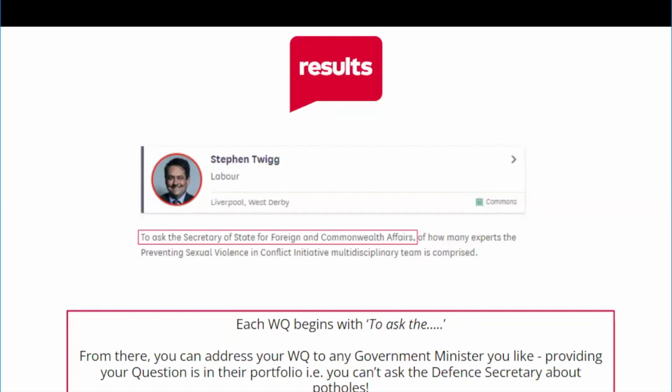If you have a question about defence, instead of finding the specific defence minister, just write to the defence secretary, and the table office will then make sure that the question is allocated to the correct minister to respond to. So providing that you begin your question by saying to ask thee, then you're off to a great start. If you don't write to ask thee, then the table office will question it. This is just the typical British parliamentary convention that we just have to follow.